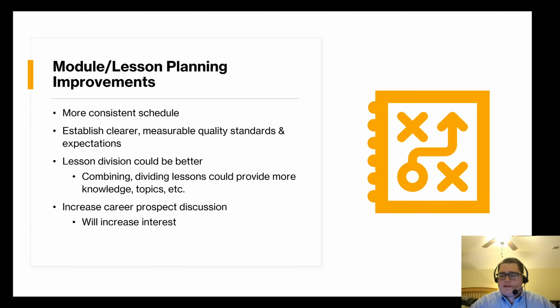I think having a more consistent and set schedule that is more rigid, that doesn't allow for as much wiggle room, would definitely create a more effective team.